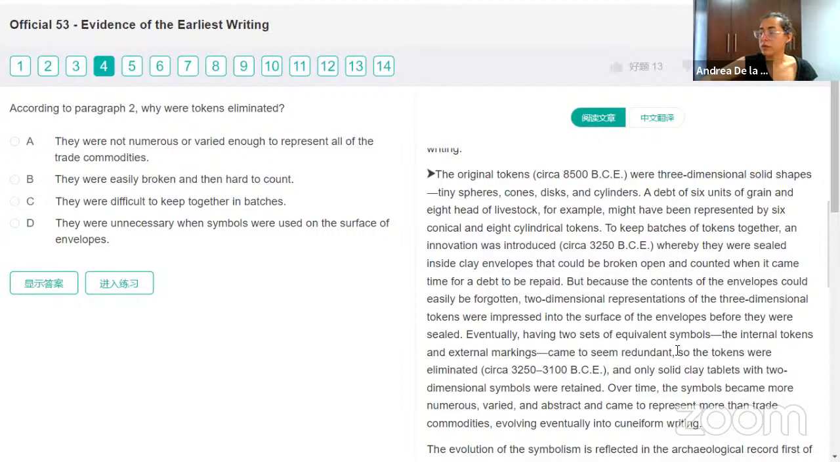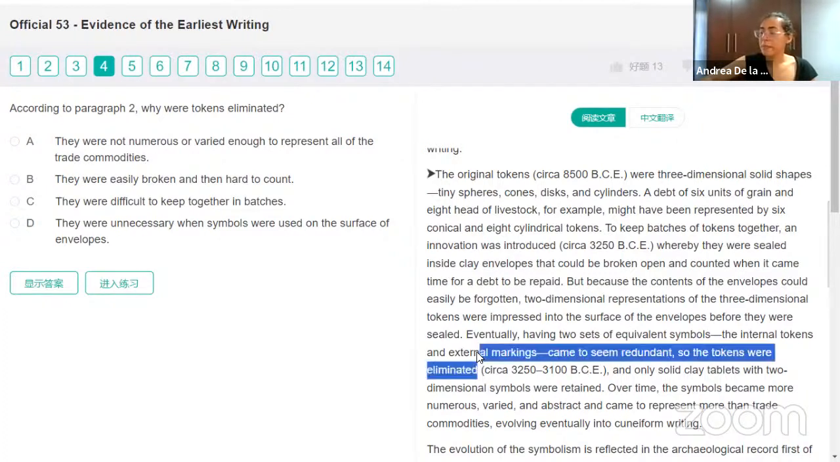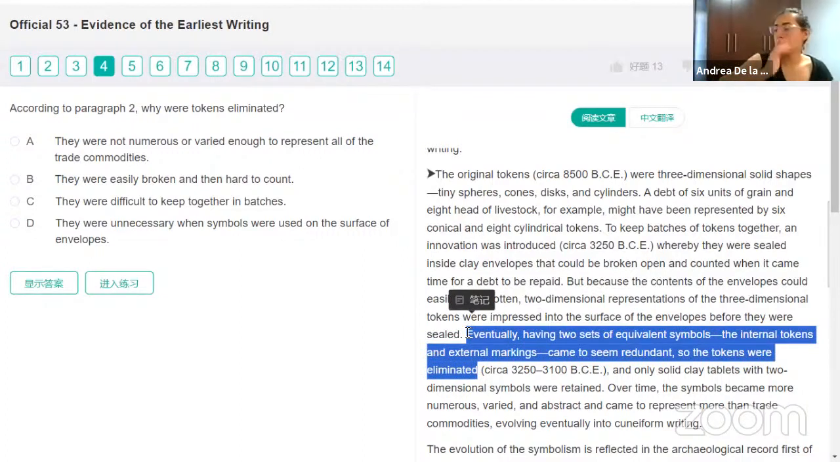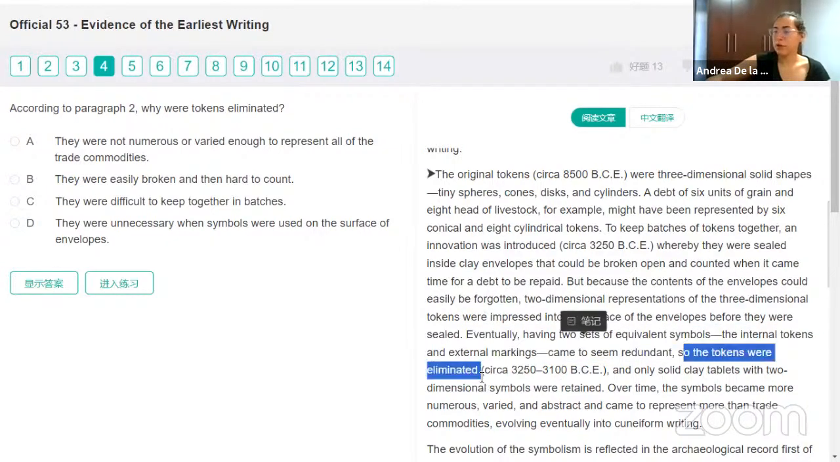Aquí está. So the tokens were eliminated. Tenemos que buscar por qué. Entonces leemos toda la oración. Dice, eventually, having two sets of equivalent symbols, the internal tokens and external markings came to seem redundant. So the tokens were eliminated. Ahí ya está la respuesta, ¿no? Porque ese so nos dice causa y efecto. Entonces el resultado es que los tokens fueron eliminados. Ese es el efecto.